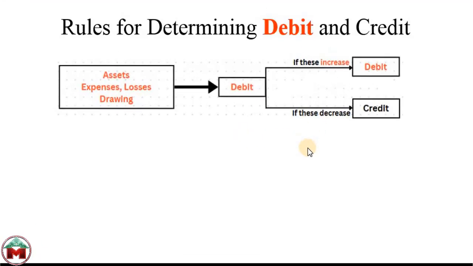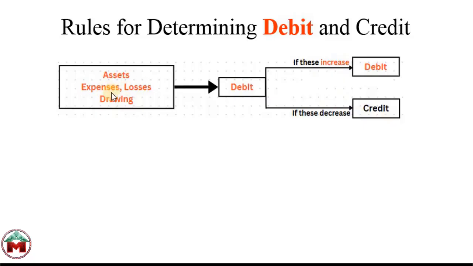As you can see, the assets, expense, losses, drawings, these three items. One is asset, another one is expense or loss, another one is drawing. These three items in accounting, we consider as debit items, and whenever the debit item is increasing, it should be considered as debit. Debit increase, debit, but whenever there is a decrease in assets, expense, and drawing, then it should be credit.